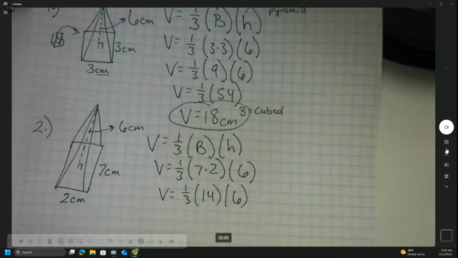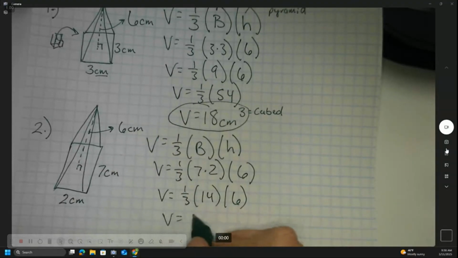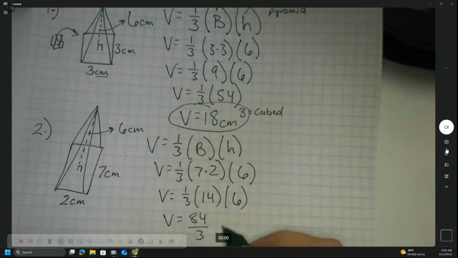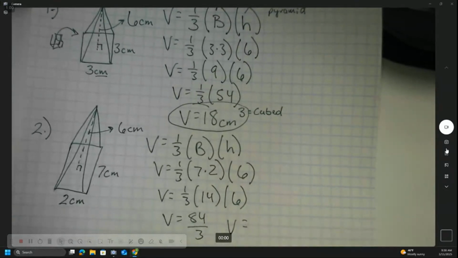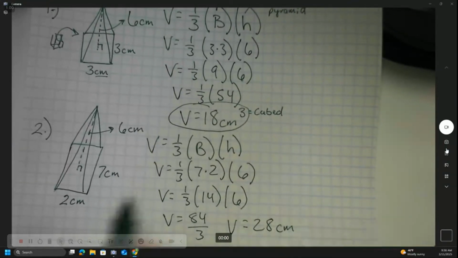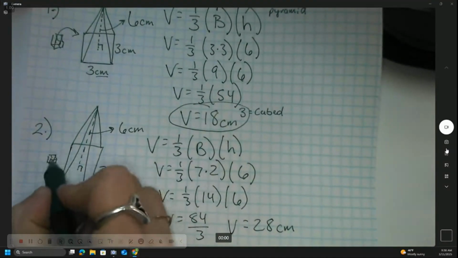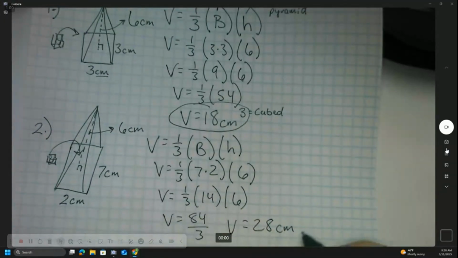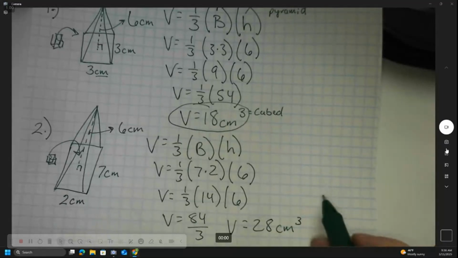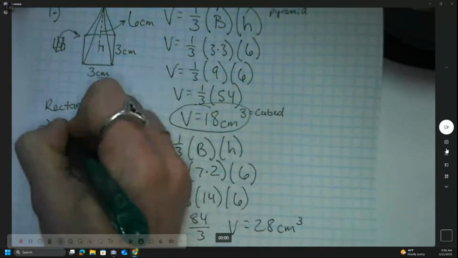Okay, I suggest doing 14 times 6 first and then dividing by 3. So that would be 84 divided by 3, or 84 times 1/3. Your volume would be 28. 28 centimeters. What again? Cubes. We want to know how many perfect cubes fit on the inside of that pyramid. So those were a square pyramid, a rectangular pyramid.